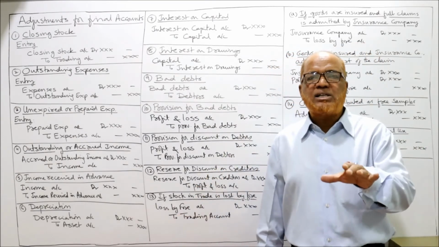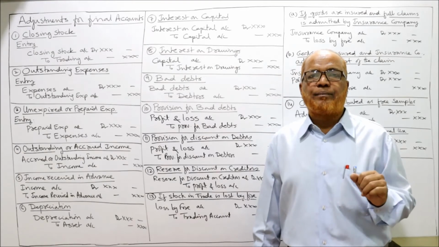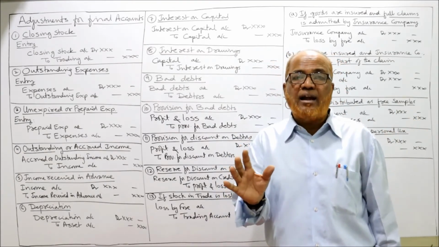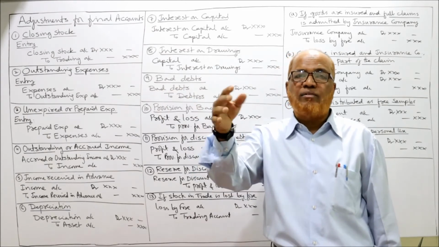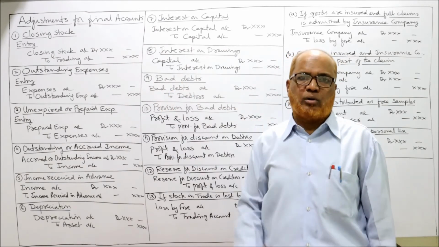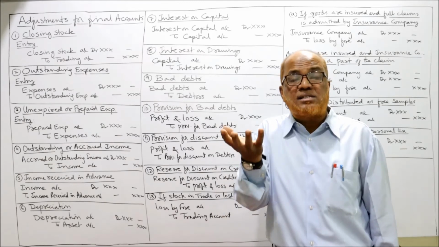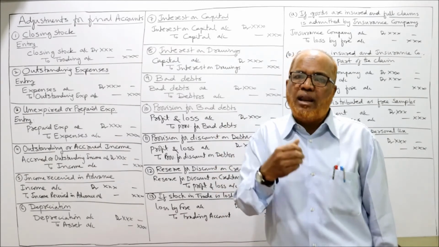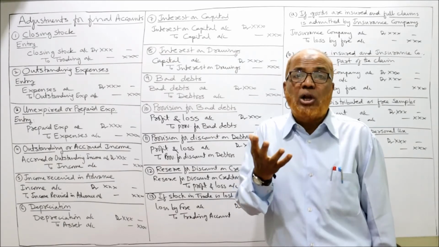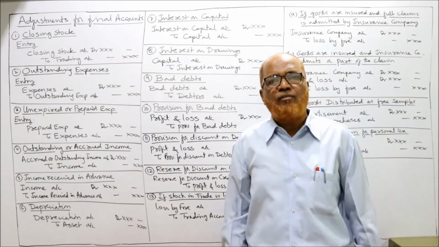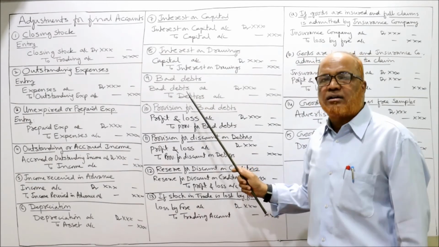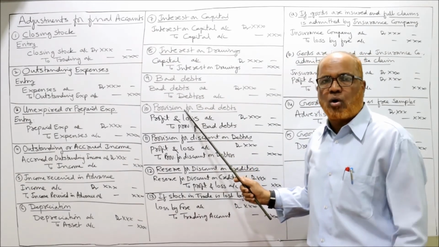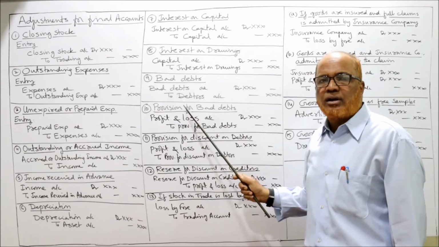Next comes bad debts. Bad debts means the debts which are irrecoverable. When we sell goods to customers on credit, there is no guarantee that in future the customer will honestly pay the full amount. There may be chances that some of the customers may not pay the amount. So that is called bad debts, irrecoverable debts. It's a loss to the business. So the entry for bad debts is bad debts account debit to debtors, or accounts receivable, whatever you call it.